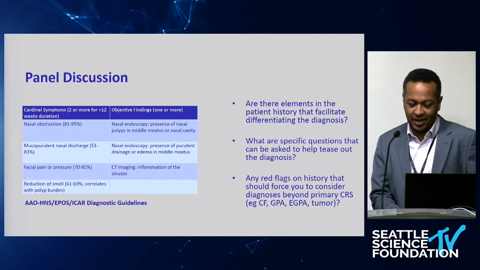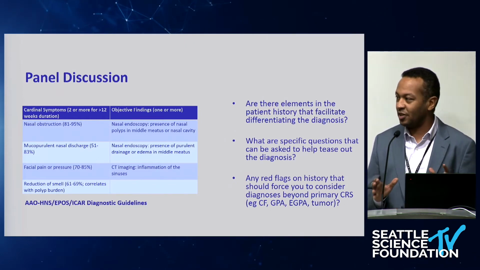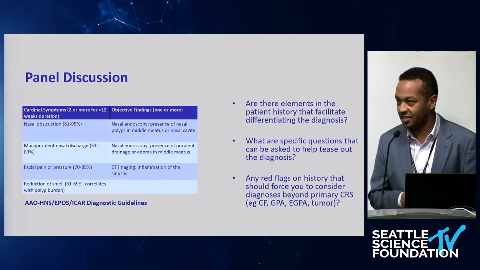Are there elements in the patient history that allow you to differentiate between those different forms of primary chronic rhinosinusitis that we just talked about?